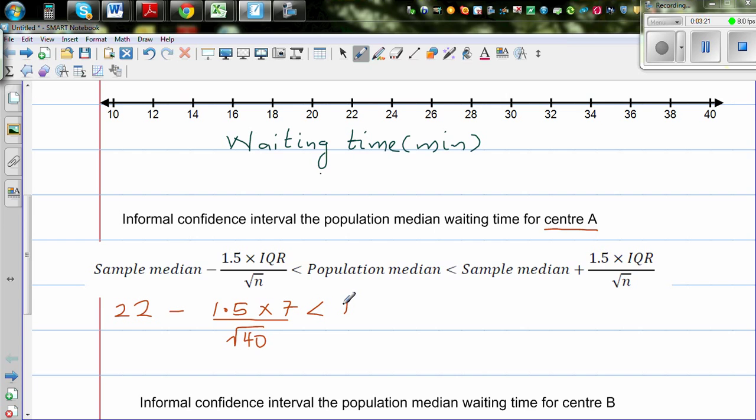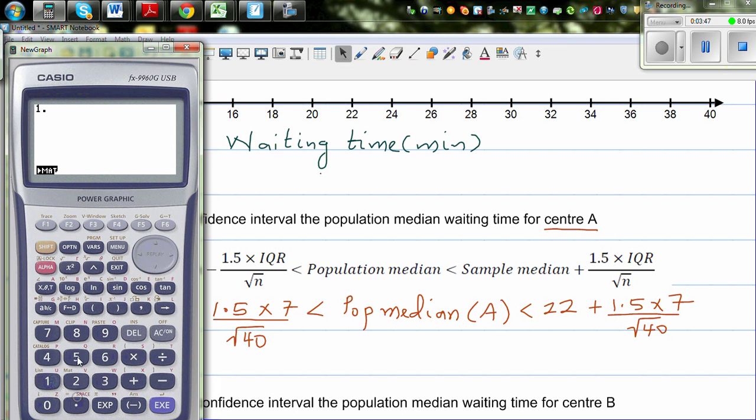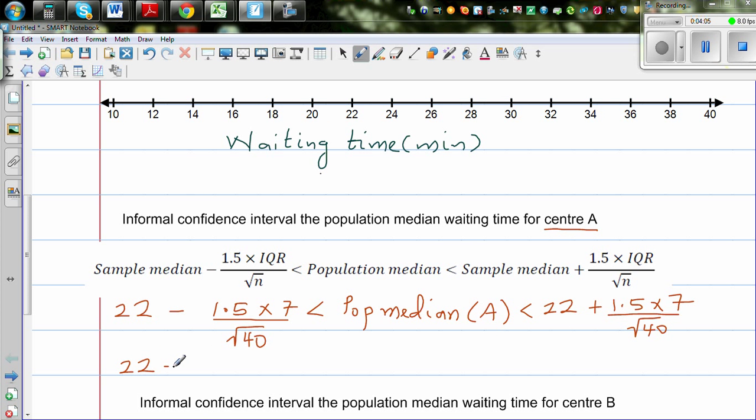This is less than the population median for center A, which is less than 22 plus 1.5 times 7 divided by the square root of 40. Let's use a calculator. 1.5 times 7 divided by the square root of 40 is, rounded to one decimal place, 1.7. So 22 minus 1.7 is less than the population median for center A, which is less than 22 plus 1.7.